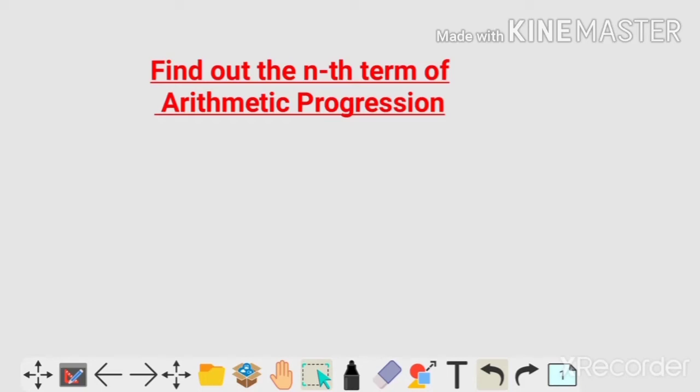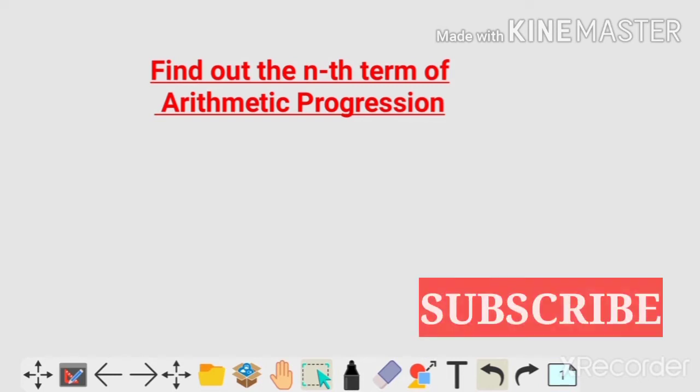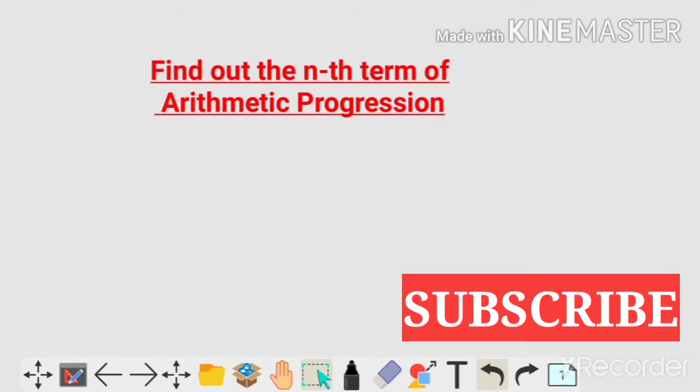We are going to discuss some problems related to arithmetic progression, and the type of problem is how to find the nth term of an arithmetic progression. So now let's move to the lesson.